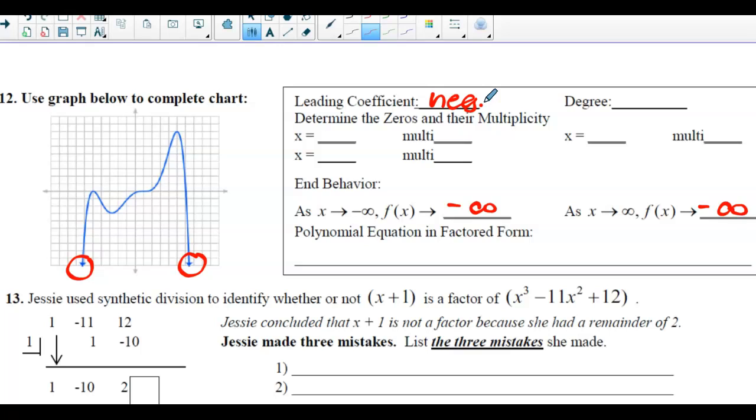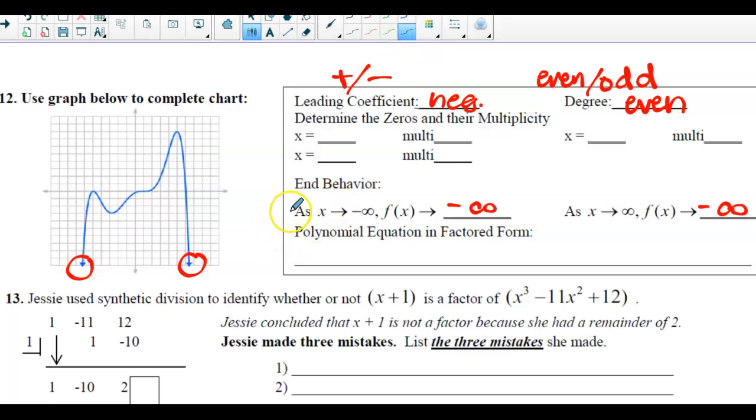The degree, we're just looking for, is it even or odd? Okay, so that has to do with the end behavior. So you're not going to give a number for the degree. You're going to say just whether it's even or odd. And you can tell by whether the ends go the same way or a different way. So since both of these ends go the same way, the degree must be even.